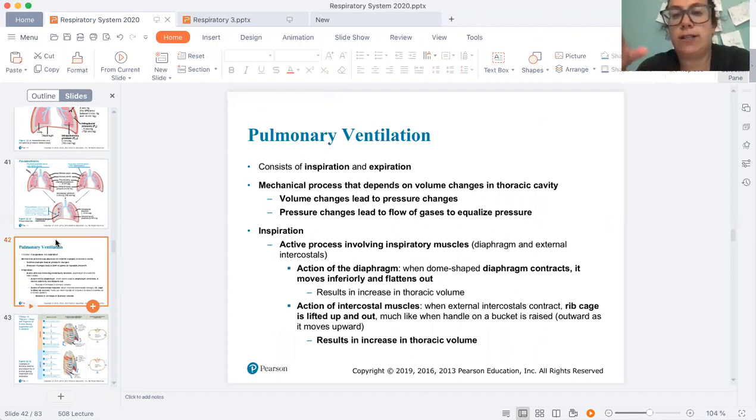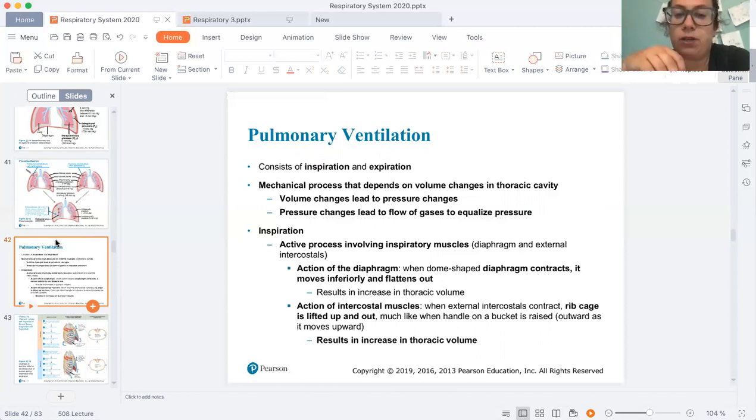So it's the increase in something called Starling's law. It's a very fancy law that basically says if you increase volume, you increase pressure. So it's a mechanical process for ventilation that depends on the volume changes in the thoracic cavity. The more air that gets in, the more the pressure changes. Pressure changes lead to the flow of gases to equalize pressure. That's the mechanical process of inspiration and expiration.